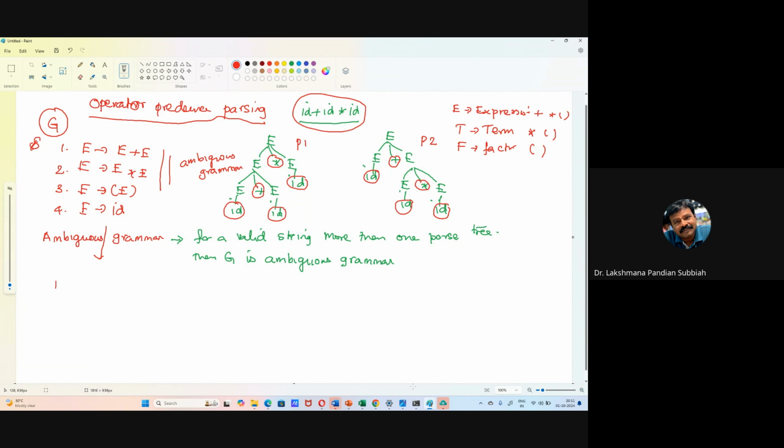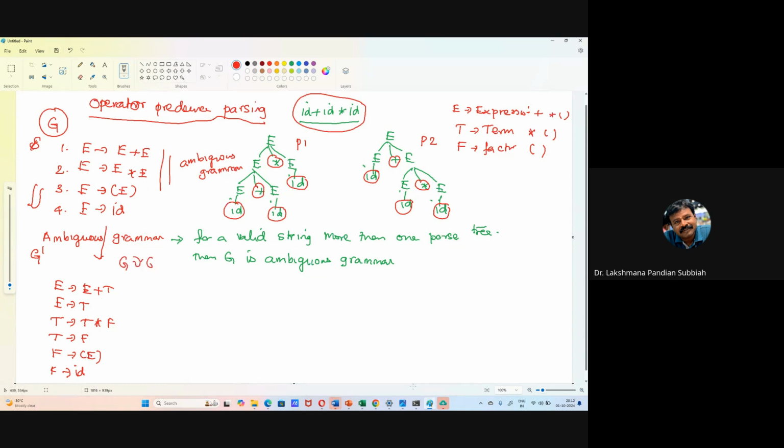So we introduce these variables: E derives E plus T, E derives T, T derives T star F, T derives F, then F derives open bracket E close bracket, and F derives ID. Now this is grammar G dash. Both are equivalent, so G is equivalent to G dash.